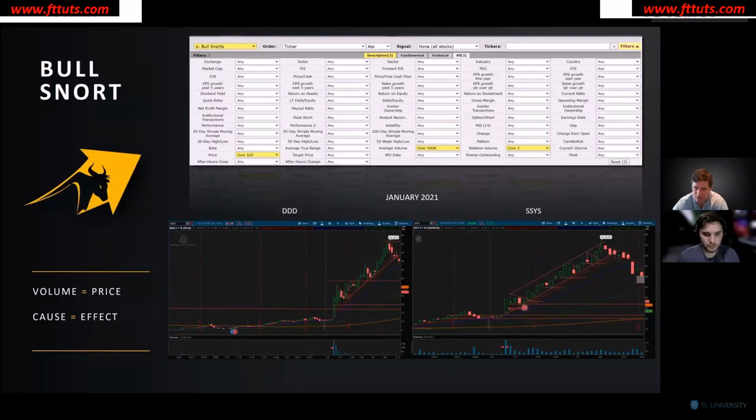This is something that I really, really look for when I'm looking for a new opportunity, that dry up inside bar day. Because oftentimes if you can take that out, it can lead to a move, and sure enough, you can see the volume comes in as we take it out, and that's just kind of confirmation. So little things like this is often what I'm looking for. Or maybe it's something that's longer.